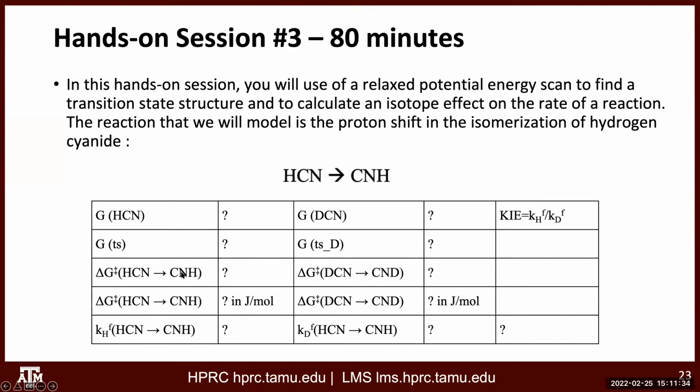Make sure to convert this to joule per mole, because what you directly get from the output file is in atomic units, that is hartree, for the energy. Then you want to find the rate constant using the formula that I provided in the previous slide, and then calculate the KIE for that. All right, let's move to the VNC session and see if the previous hands-on part finishes or not.